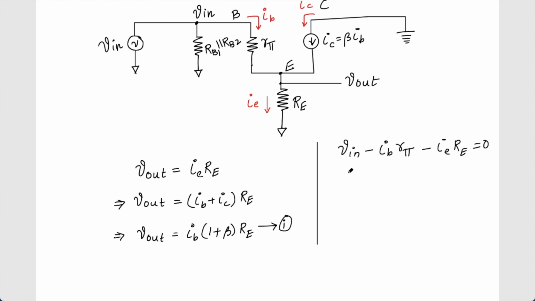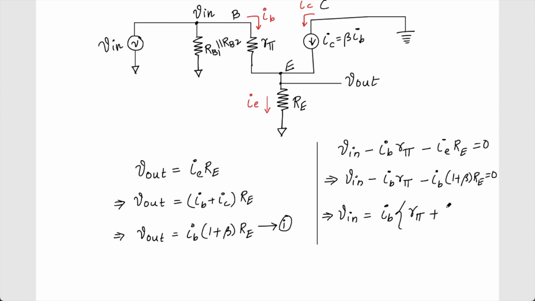Now what I will try to do is express V in in terms of IB again. The reason is so that I can divide V out by V in, and IB will get cancelled. So V in minus IB R pi, and we know that IE can be written as IB (1 plus beta) into RE, is equal to 0. This implies my V in will be, if I take all the terms to this side and take IB common, IB times (R pi plus (1 plus beta) into RE). This is my equation number 2.